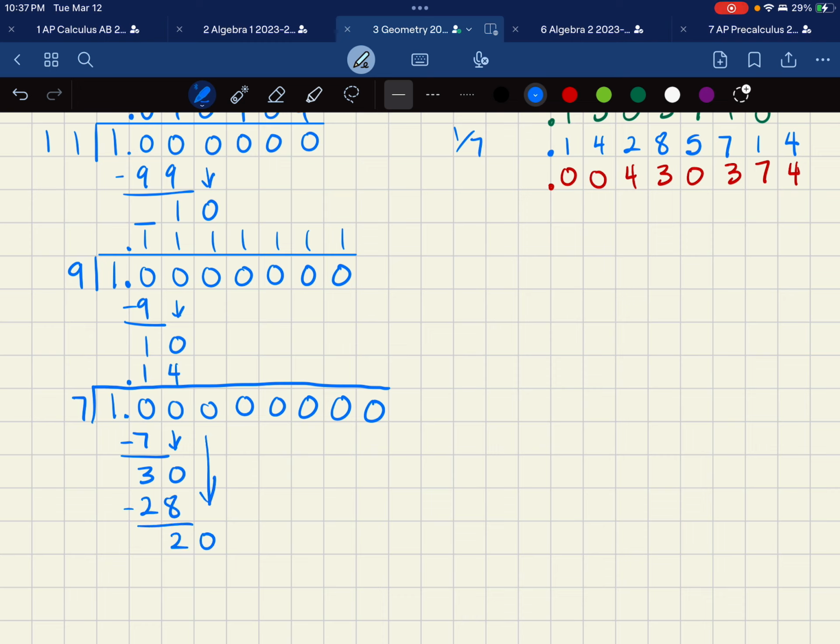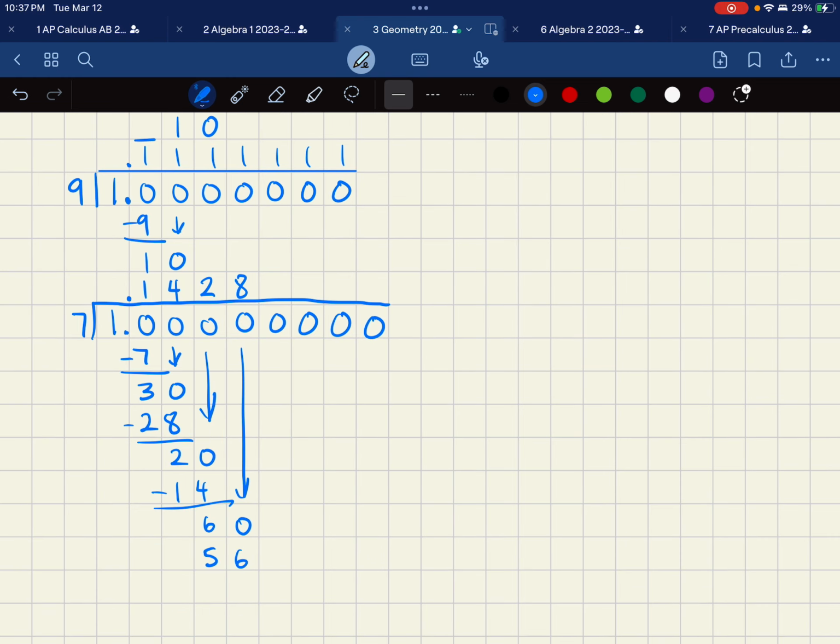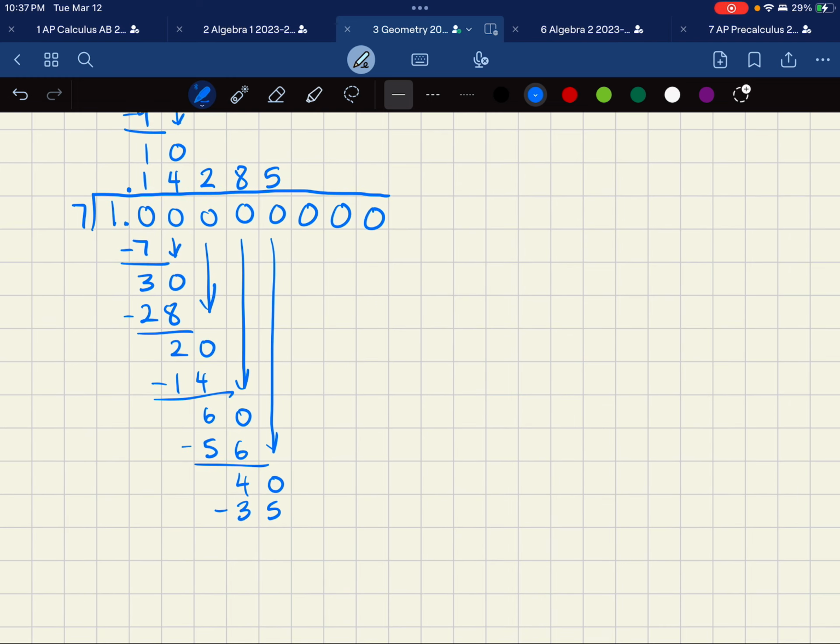Bring down the 0. 3 is too much. 2 is good enough. 2 for 14. Subtract, that's going to be 6. Bring down the 0. 8 is 56. Subtract 4. Bring down the 0. 7 times 5 is 35. Again, we're going to subtract. That's going to be 5. Bring down the 0. And times 7 is going to be 49. Subtract, bring down the 1, and it starts again.